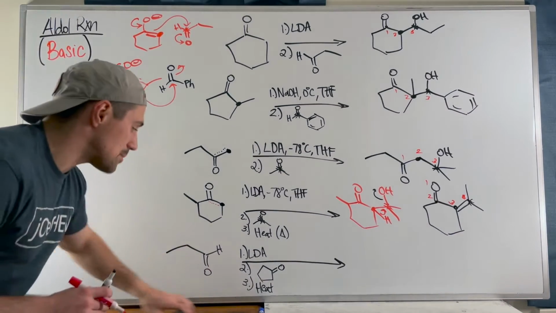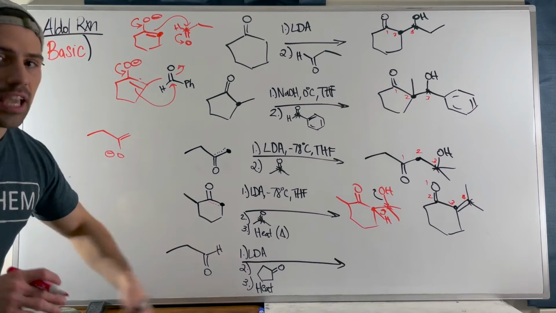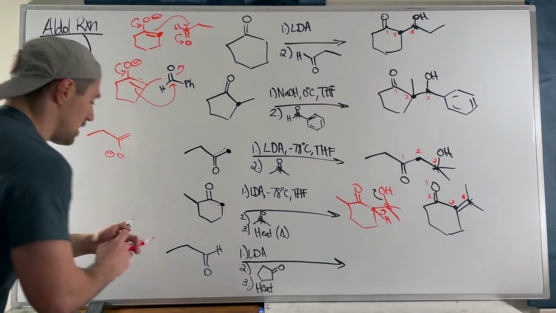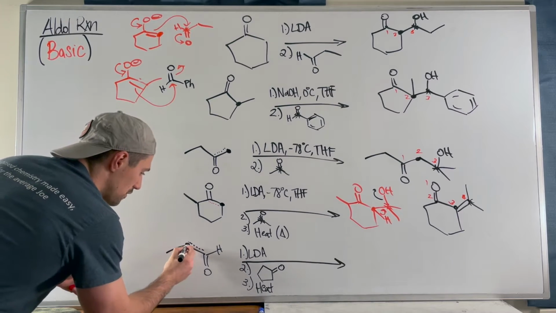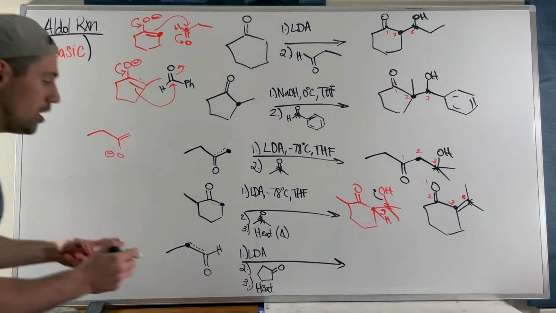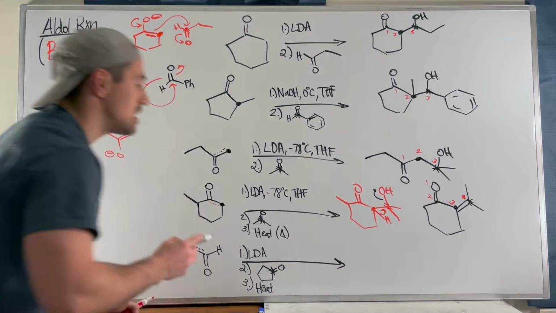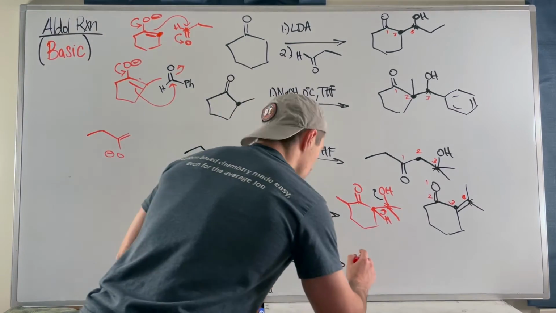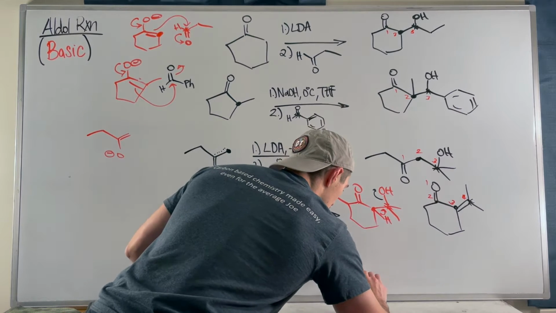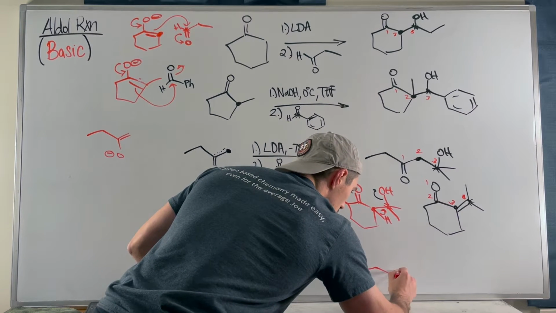Okay, so down here, last but not least, again, LDA, because it doesn't matter which way we form the enolate, there's only one way to form our enolate. This is our nucleophilic carbon right there. We're going to be attacking this carbon right here. So the initial product we form looks like this. And this is going to be a little bit of a weird one, but I'll try and draw it as normally as possible.